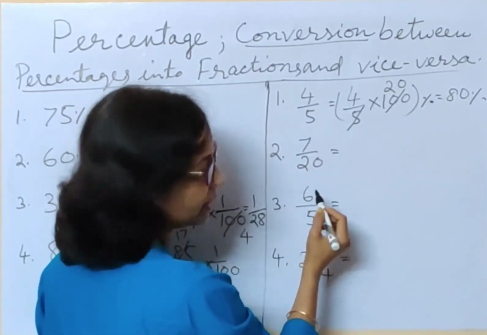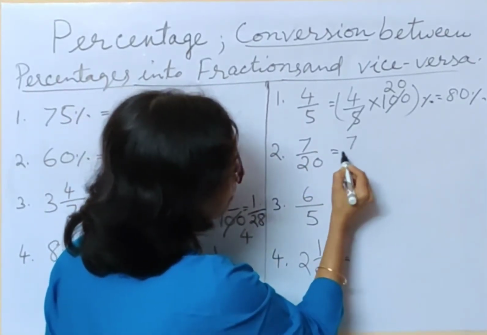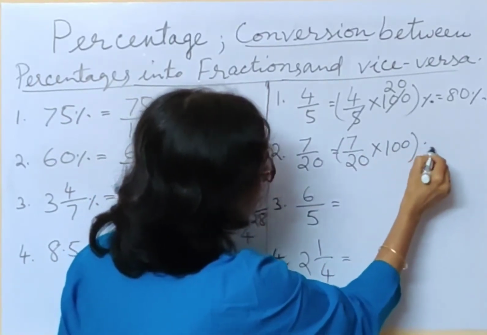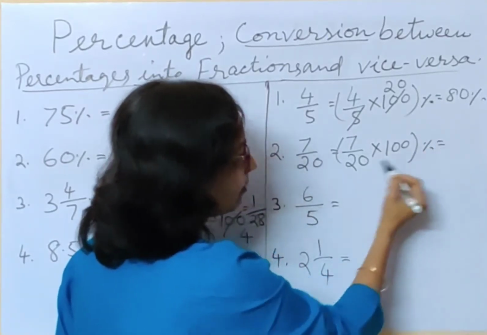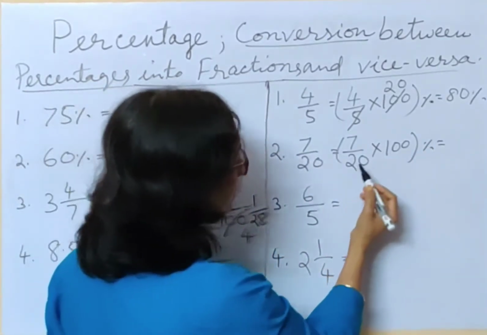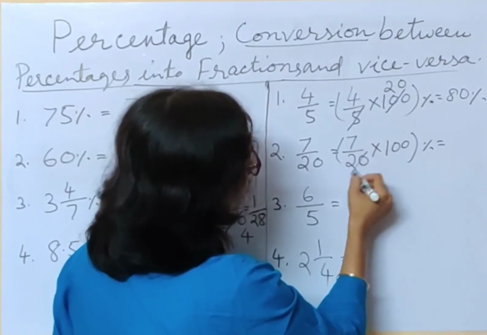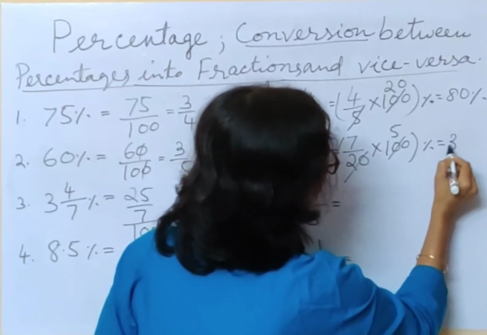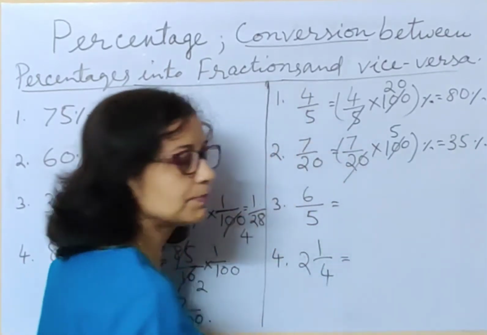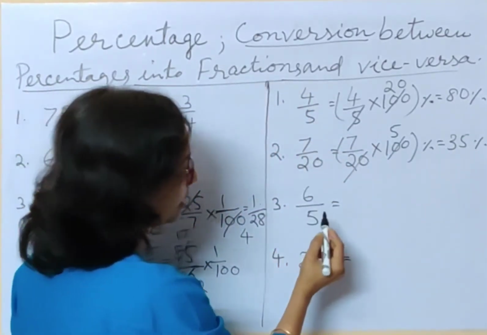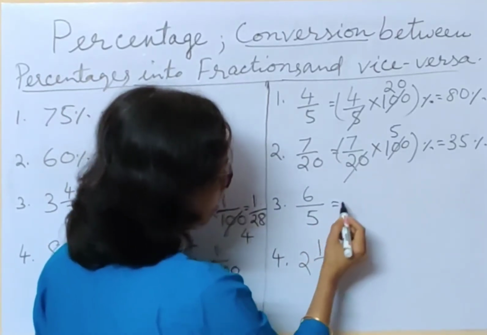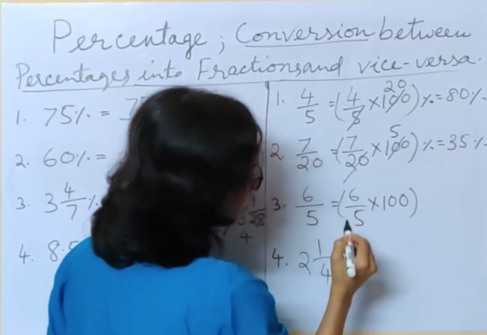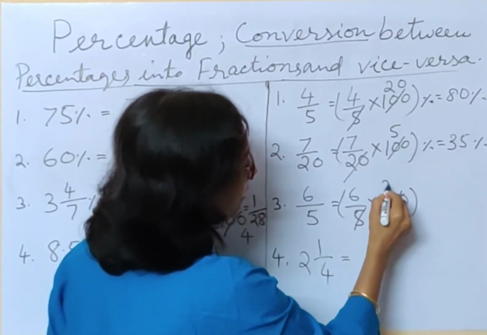Now 7 by 20. In a similar way, 7 by 20, multiply by 100 and write the percent symbol. Here also 20 goes 5 times into 100. 7 5s are 35, so 35%. Now next one, you can see 6 by 5. Now 6 by 5 multiply by 100. Now 5 goes 20 times.